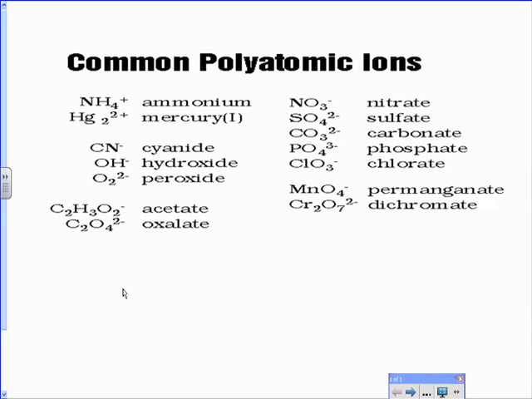So let's practice a little bit. If I have magnesium with a 2+, and NO3 negative, nitrate, these two can make a compound, and you can do the crisscross again, just like you would do with ionic bonds, except this is a polyatomic bond.